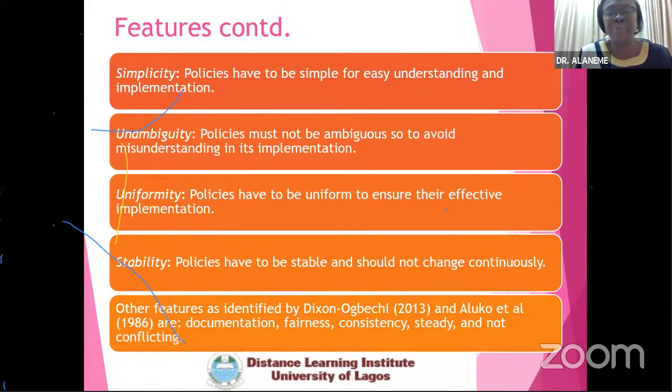Policies should be stable. Stable in the sense that you don't change them continuously. We are not saying if you make a policy now, you can remain with that policy for the next 10 years. Well, if the policy is doing well and enabling you to achieve what you have to achieve as an organization, you can leave it on. So that is stability of policies, so that in the next 5 years, the policy of the organization has not changed. But when you change it continuously, it becomes a problem.